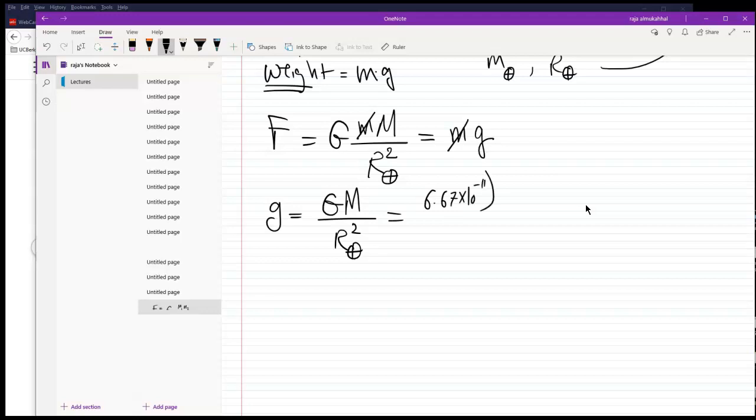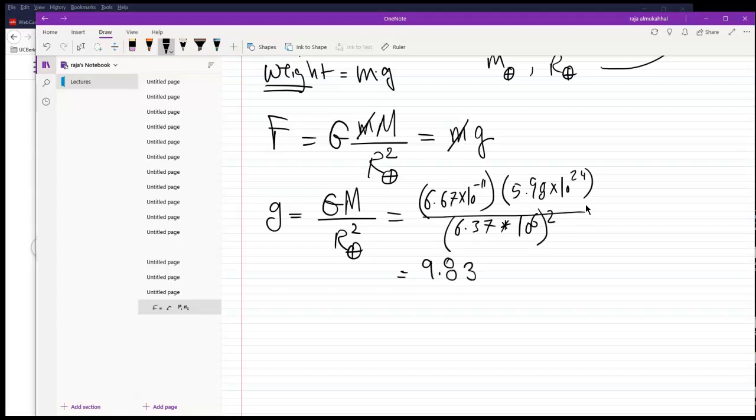6.67 times 10 to the negative 11. Mass of the Earth. This time I'm going to give you the accurate number. It is 5.98 times 10 to the 24, not terribly accurate, but good enough, divided by the radius of the Earth, and that's, again, from the table, 6.37 times 10 to the power of 6, quantity squared. And let's calculate together and see if we get that 9.8, or hopefully close to it, close enough, okay? So we have here 6.67 times 10 to the negative 11 times 5.98 times 10 to the 24, divided by 6.37 times 10 to the 6 squared. Answer, I got 9.83 meters per second squared. Are you convinced now? Isn't that interesting?